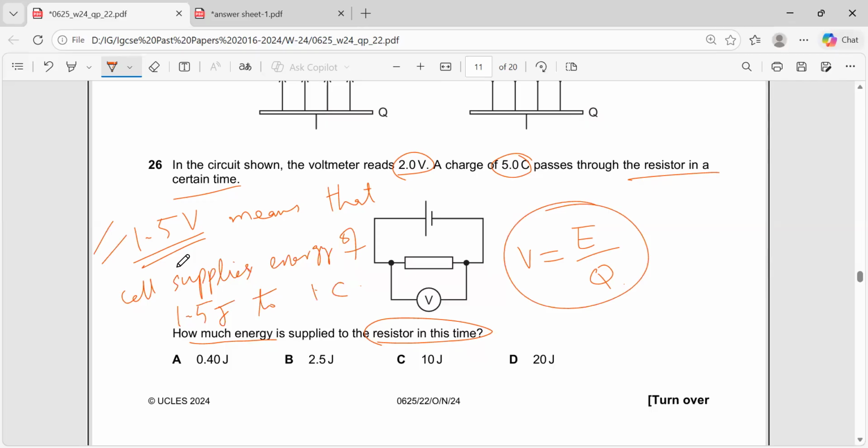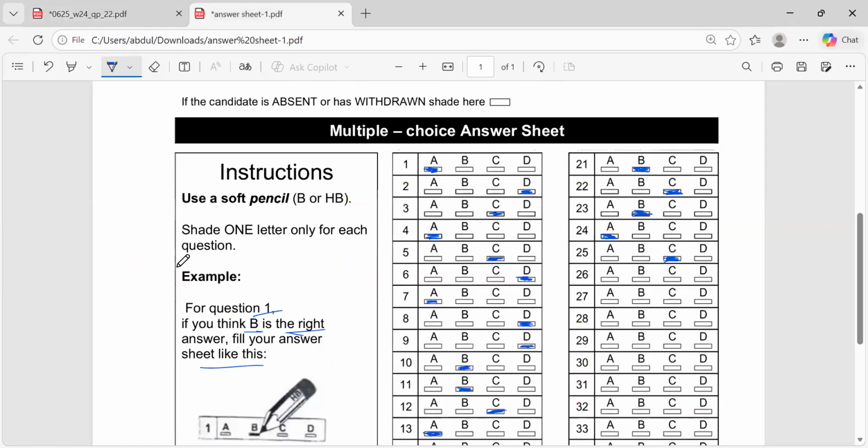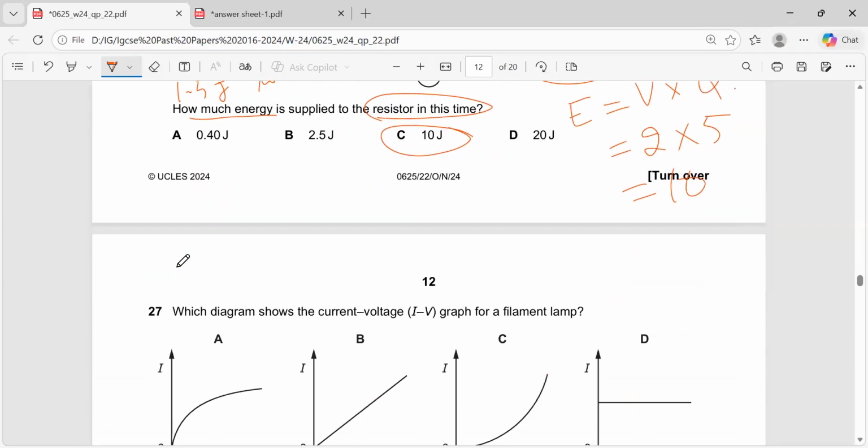So now we need what? Energy. So let's cross multiply it. Energy is equal to V times Q in this case. V is how much? 2 volts, and charge is how much? 5 coulomb. So answer will be 10 joules. It means answer is C. My dear friends, anybody having any question? Now electricity, magnetism, nuclear physics, and space physics, I will be asking you people more and more. So answer for 26 is C. This is just from the basic definition of voltage, potential difference.